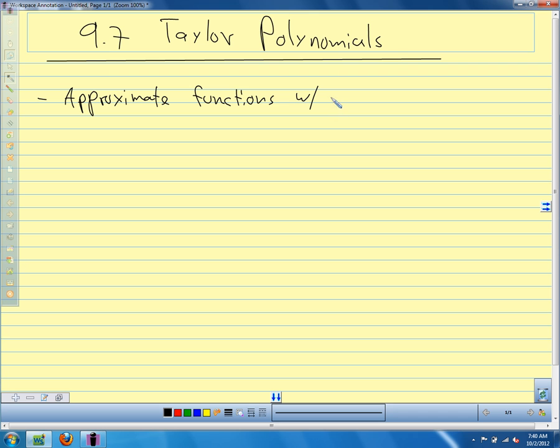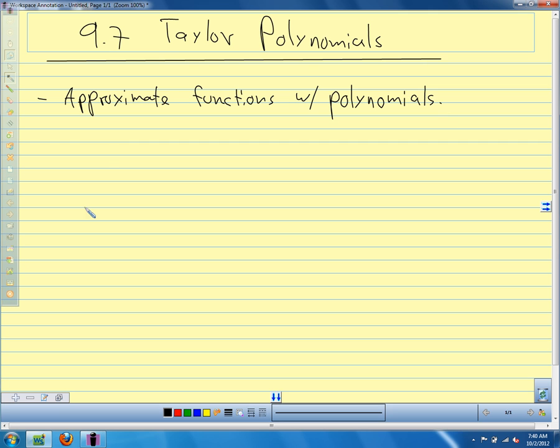So we want to approximate functions with polynomials. Before we start talking about our procedure, why would we want to do this? Why would we want to approximate functions with polynomials? Take an easier derivative or an integral. So that's one reason. And also, there are times when it makes it possible to approximate an integral.